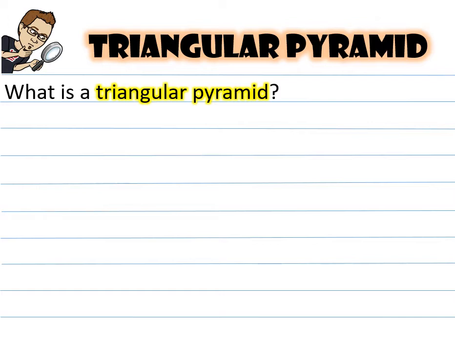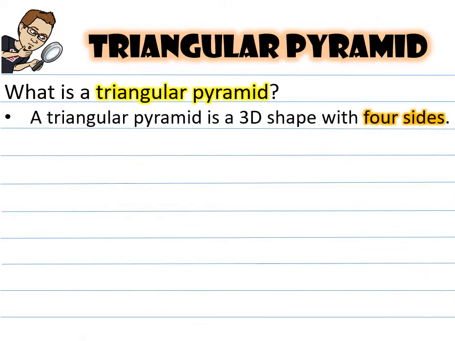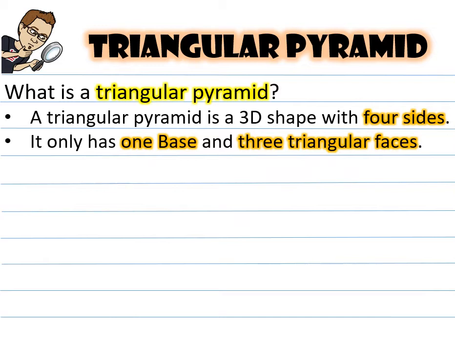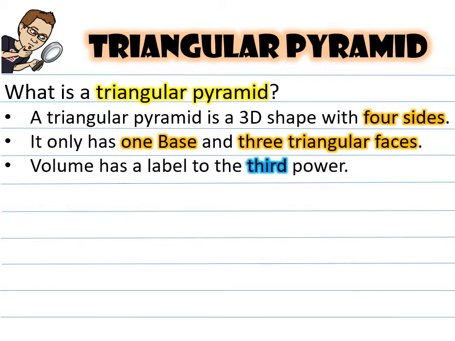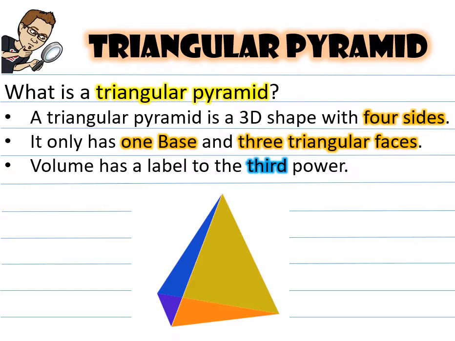What is a triangular pyramid? A triangular pyramid is a 3D shape with 4 sides. It has one base, capital B, base, and 3 triangular faces. Volume has a label to the third power. That is a triangular pyramid.